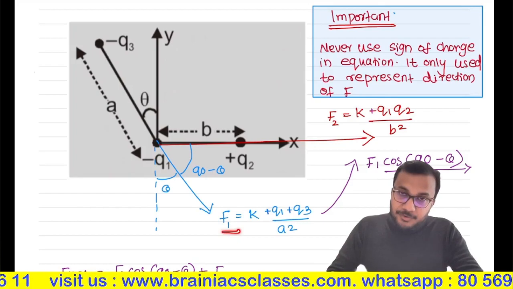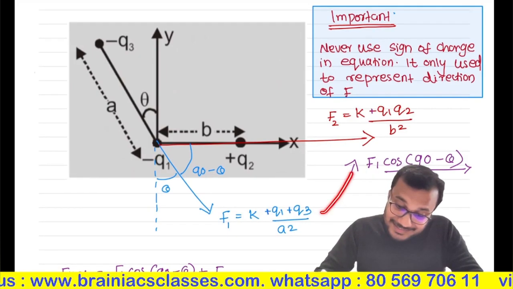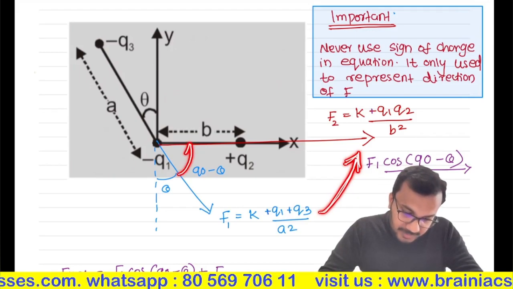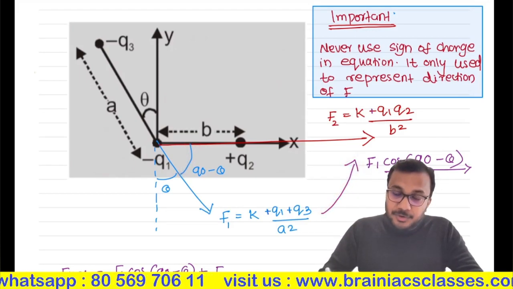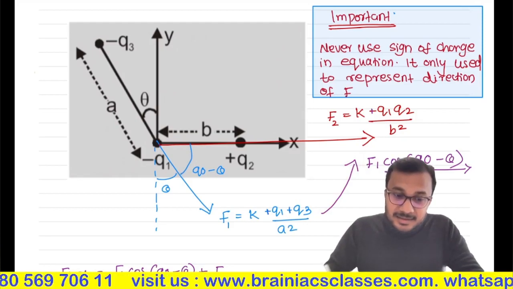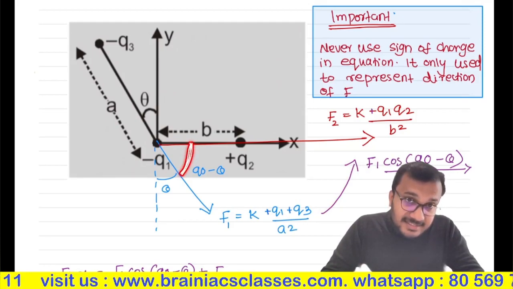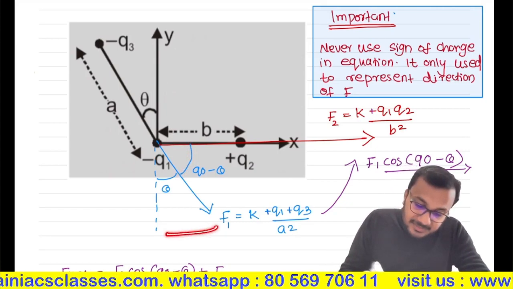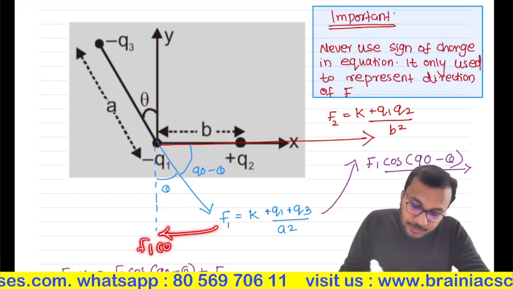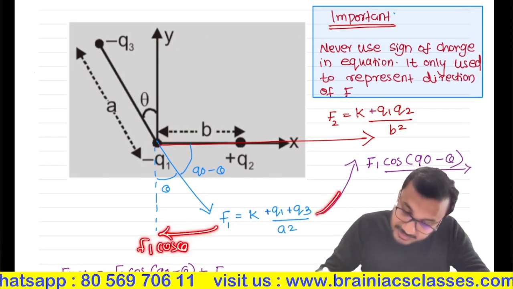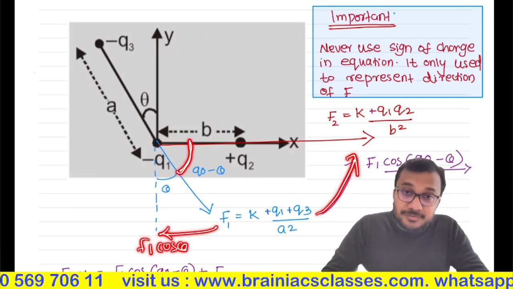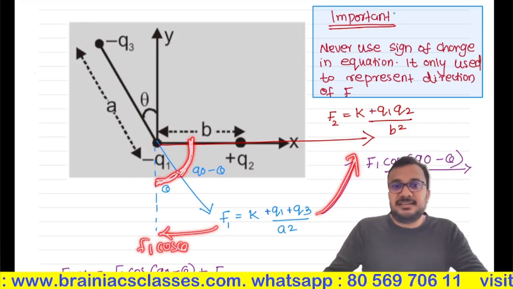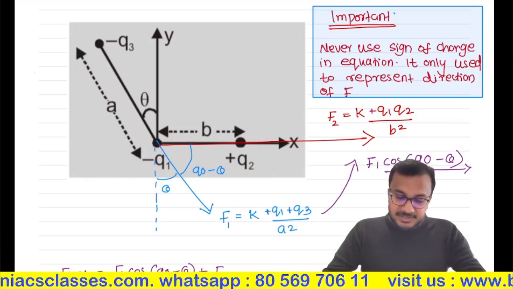So you have the F1 component, the adjacent side. Adjacent side means I am moving towards this side. So what will come? F1 into cos theta. But what is theta here? Towards that side it is 90 minus theta, so cos of 90 minus theta. On this side F1 cos theta will come. But towards this side, F1 into cos of 90 minus theta will come. Here it is theta, so F1 cos theta. Here it is 90 minus theta, so F1 cos 90 minus theta.